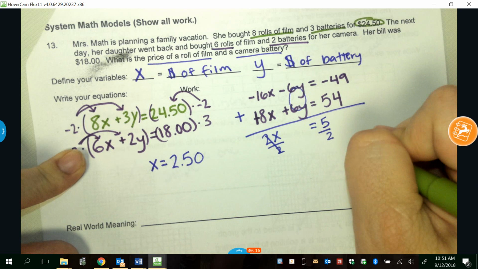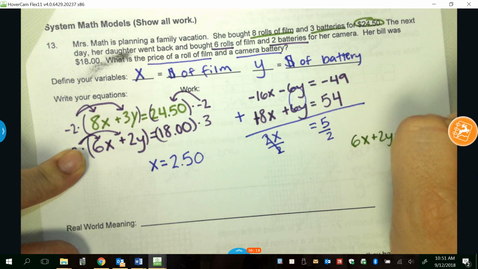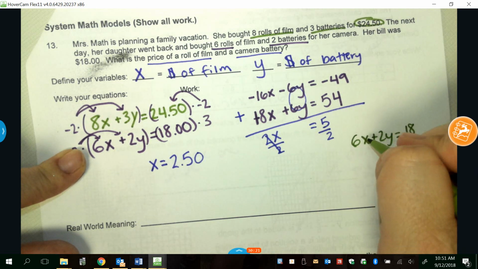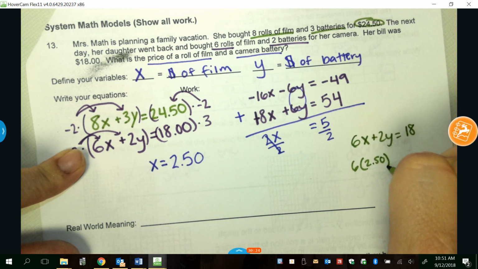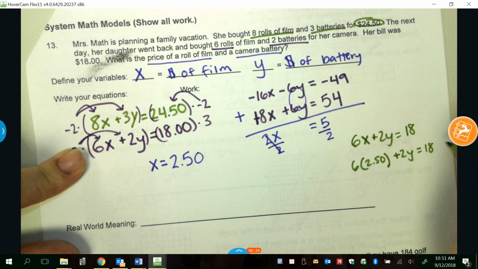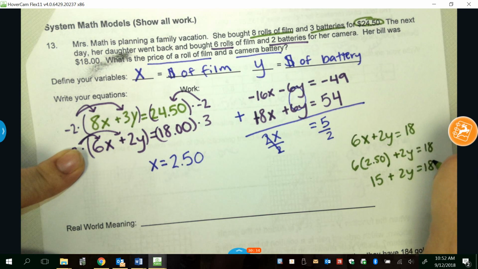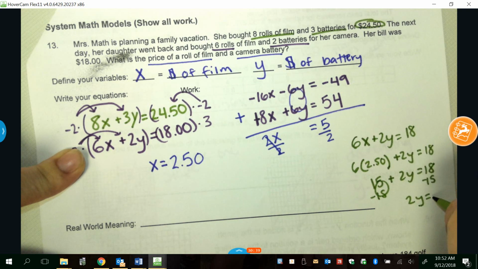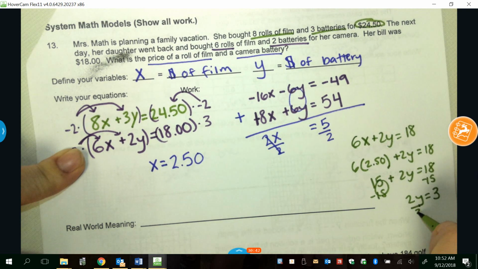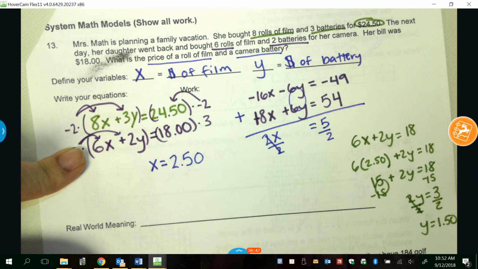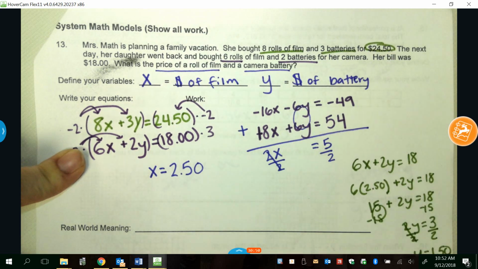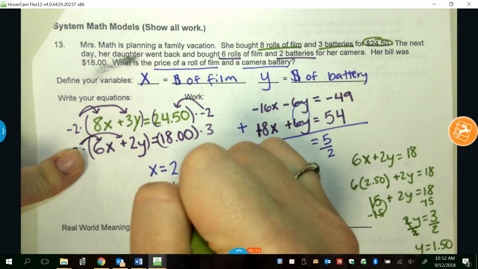So I have 6x plus 2y equals 18. Okay, and instead of x, I'm going to plug in 2.50, so 6 times 2.50 plus 2y equals 18. So 6 times 2.50 is $15 plus 2y equals 18. So I'll minus the 15. I get 2y equals 3. Divide both sides by 2. Y equals 1.50, or 1.5, but we're talking about money, so it's $1.50.